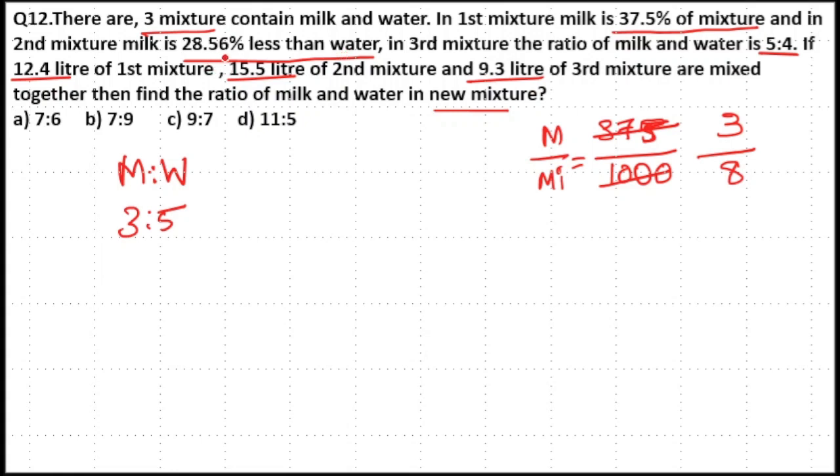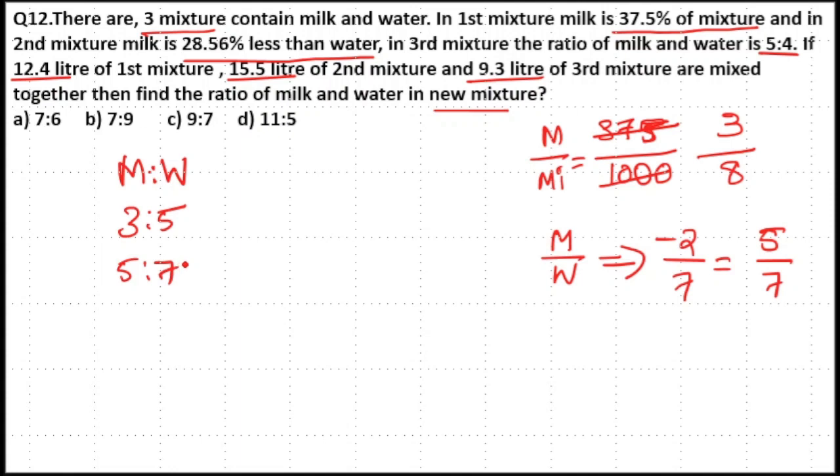Next is second mixture, milk is 28.56% less than water. We already know 57.14% is 4/7. So 28.56 will be 2/7. That is, this is milk to water ratio. Less than water means minus 2/7. So if water is 7, milk will be 7 minus 2, 5 parts. So 5/7 is the milk to water ratio. Third ratio is 5:4.